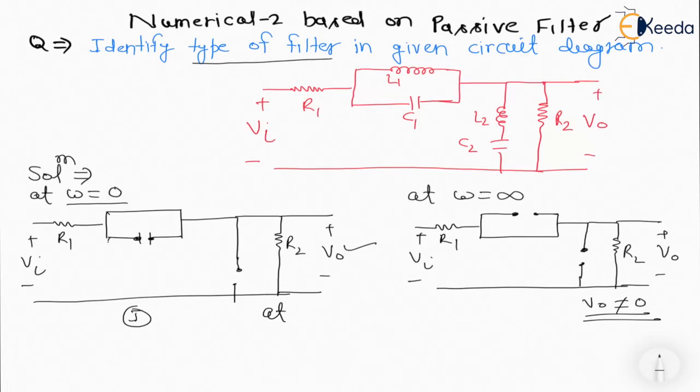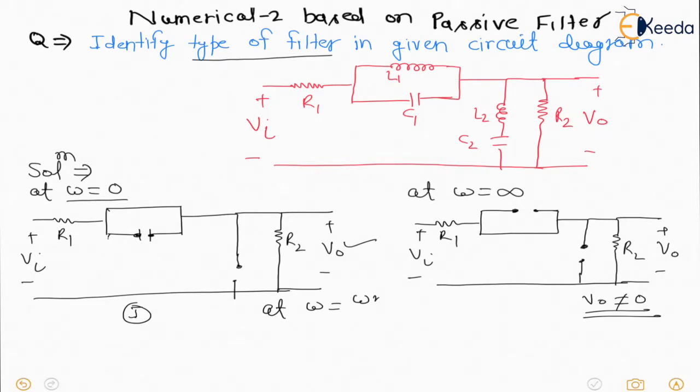So at omega equal to omega r, I am drawing the circuit. At omega equal to omega r, this is R1, and we know that the parallel LC circuit will be represented as open circuit and the series circuit will be represented as short circuit. So here this will be the structure of the circuit at resonance. So this is plus minus Vi and this is plus minus V0.